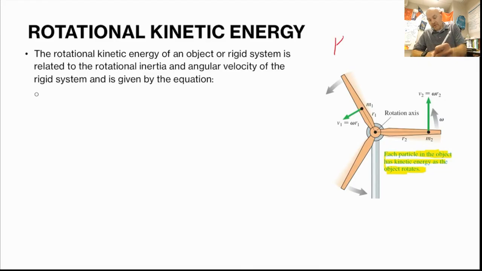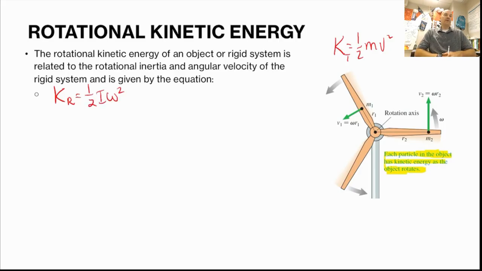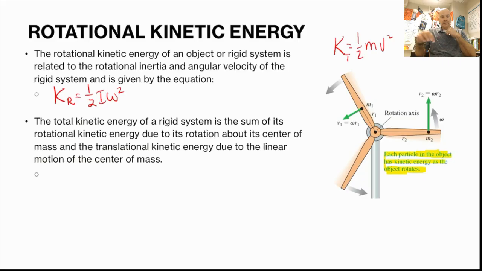So if you remember, this is our translational kinetic energy, but our rotational kinetic energy will take the same form, but we'll use those rotational quantities. So remember, the rotational equivalent of mass is rotational inertia. The rotational equivalent of speed or velocity is angular speed or velocity.